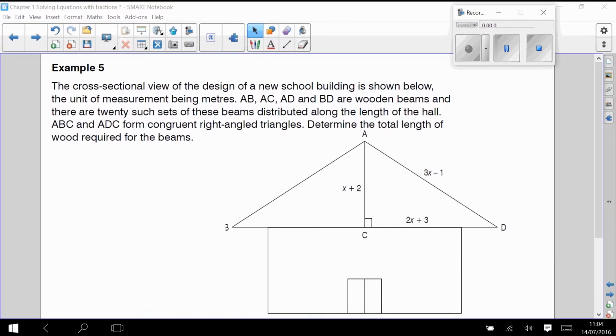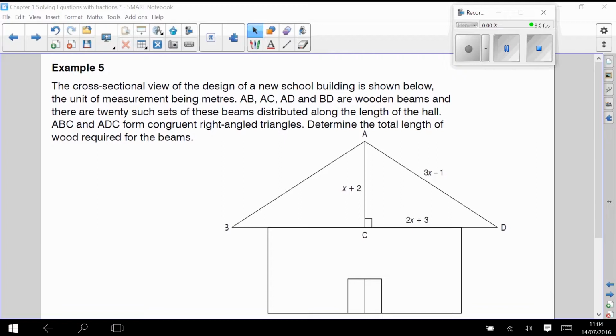The reason why we learn how to solve equations is so that we very often can apply our knowledge in real-life situations. In the example given here, I have a new school building and I want to find out how much wood I would need to build the beams for the roof.